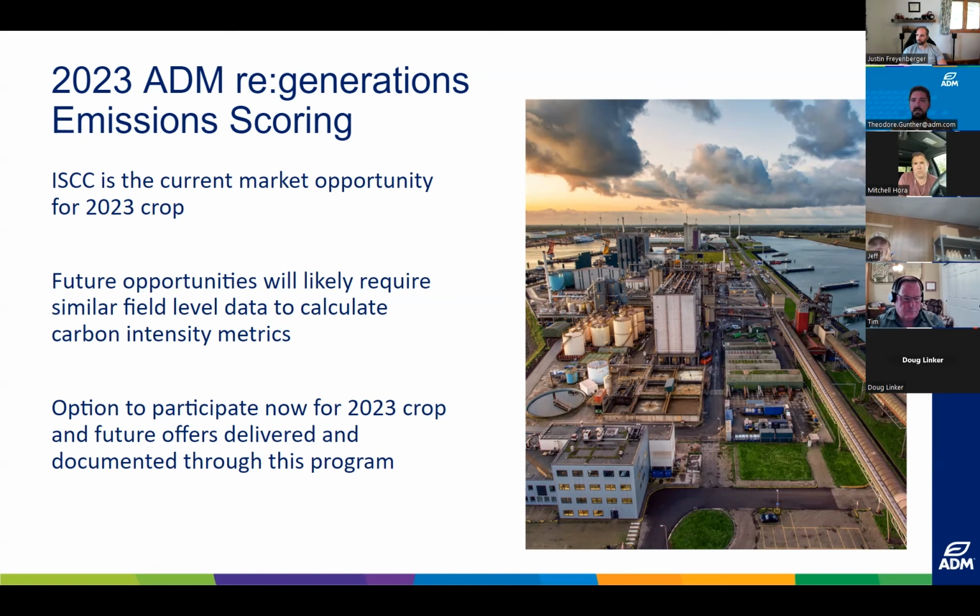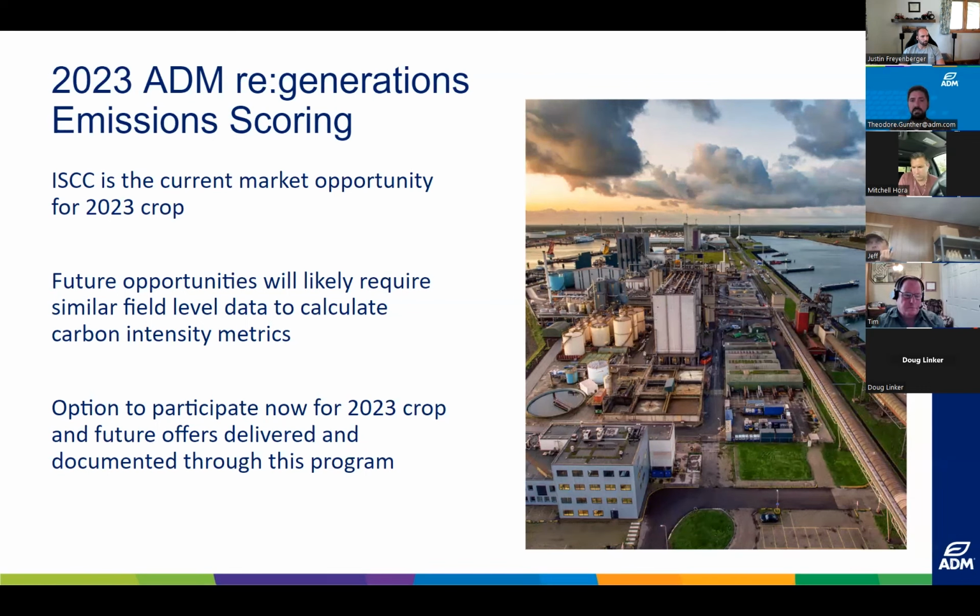And what that does is takes field level data and calculates an emission score. There's a couple different ways to do this. There's different methodologies out there, depending on the assumptions you make. And we're combining what we have with our ISCC program with emission scoring so that farmers can do both. And what that does is gets people in the door. What I tell farmers all the time is every bushel that you produce has an emission score. It's just whether or not you've calculated it or not.